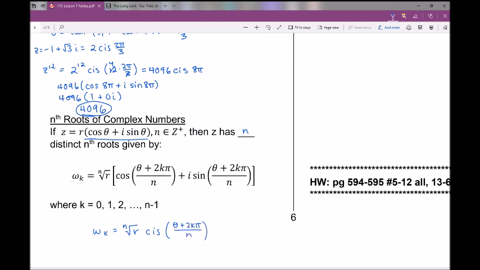So the k is referring to which root you're actually working with. Is it the first cube root? Is it the second cube root? Is it the third cube root? And so on. N is, of course, the actual root that you want to take of the number. And so basically, all of your roots are going to form a regular polygon in the plane. So we have these equally spaced roots all surrounding the origin.